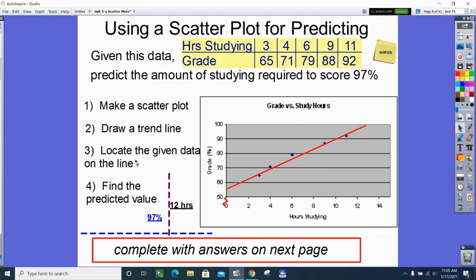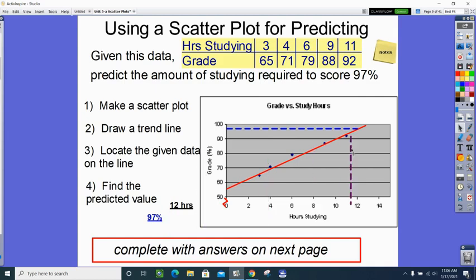The advantage of a trend line is that you can make a prediction. So, given this data, predict the amount of studying required to score a 97. Now I've got my trend line, so I'm going to take my ruler and find 97. That would be 95, so 97 would be maybe right about there. And now I'm going to draw a horizontal line.